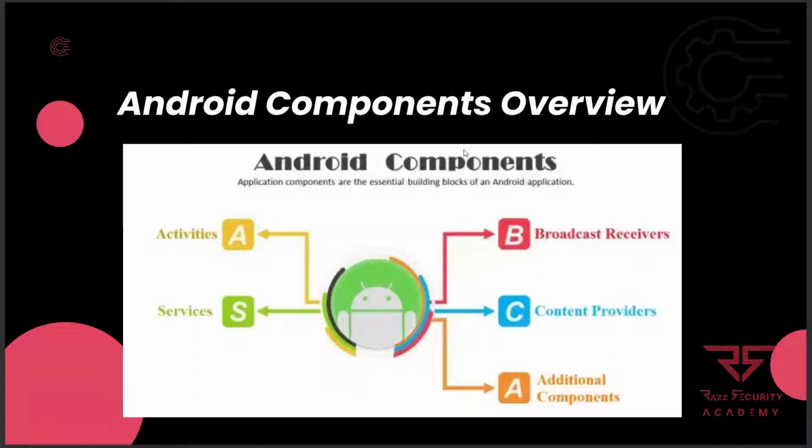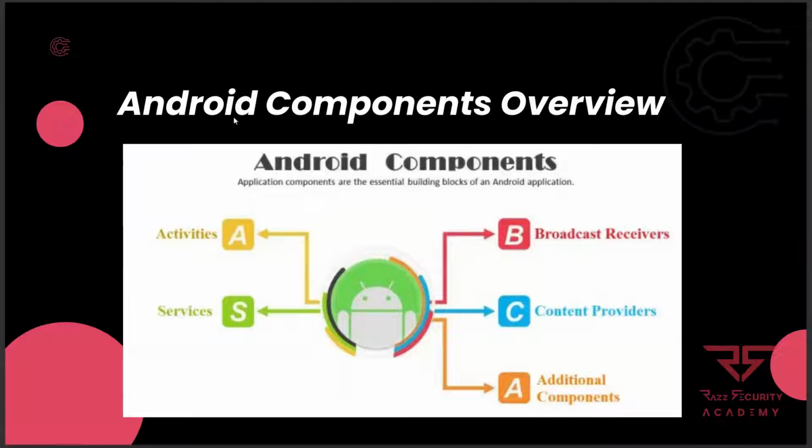Next, what is very important for us to understand before going into Android pen testing is Android components. Application components are the essential building blocks of an Android application. There are 5 important Android components that we always get to know about. They mainly are activities, services, broadcast receivers, content providers, and additional components. All these 5 components are very important for a particular application or the Android framework to work. Because if any particular component doesn't work properly, or has any kind of flaws, then things will not occur as you thought, or things might get misconfigured.